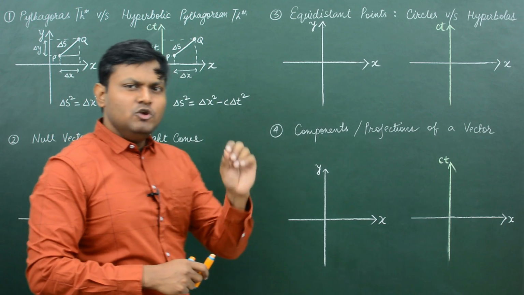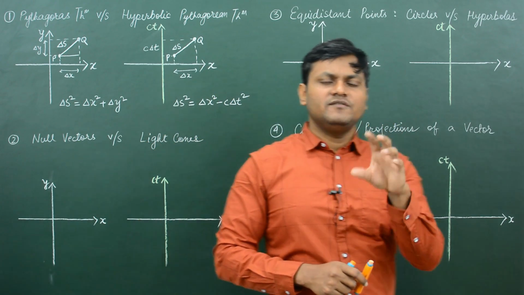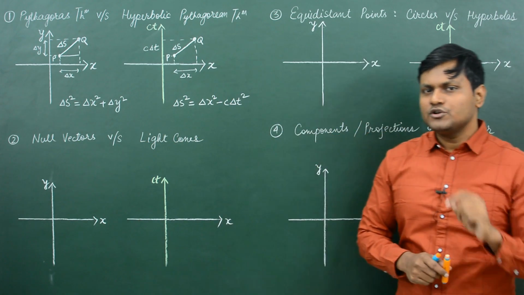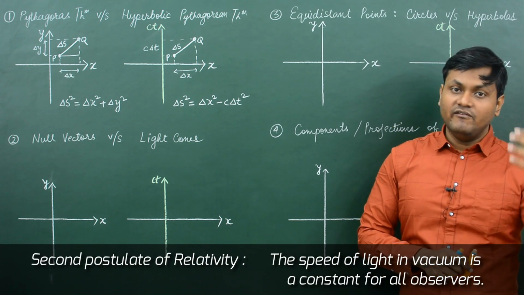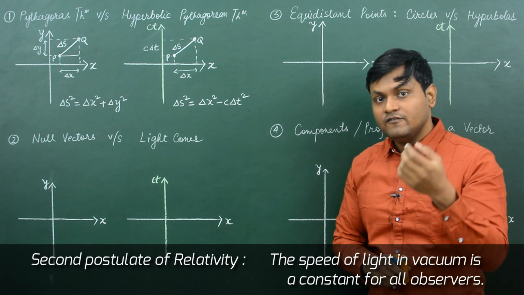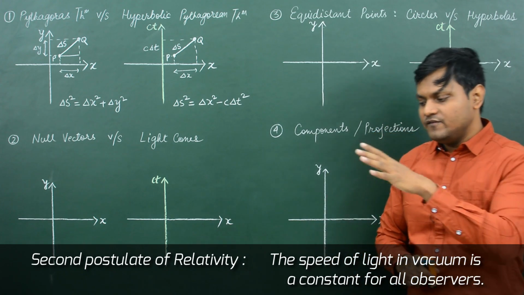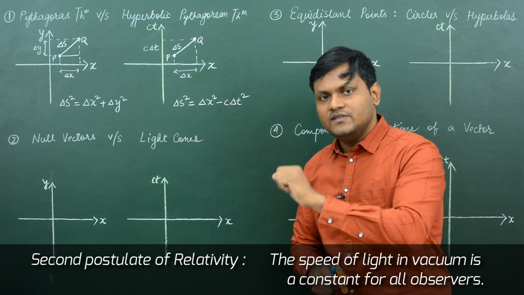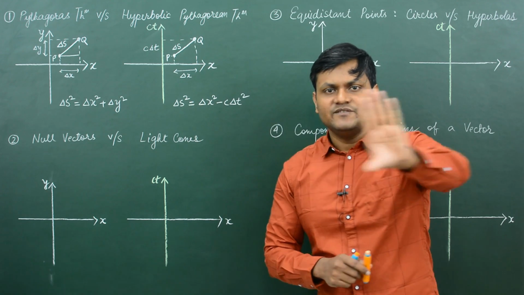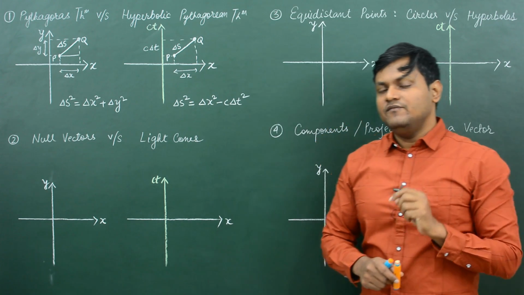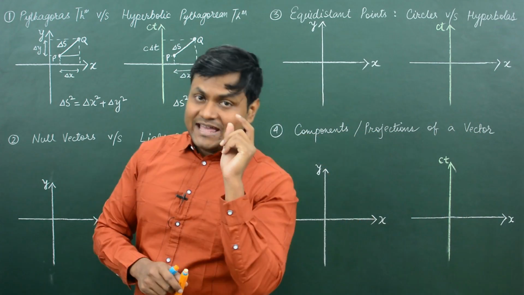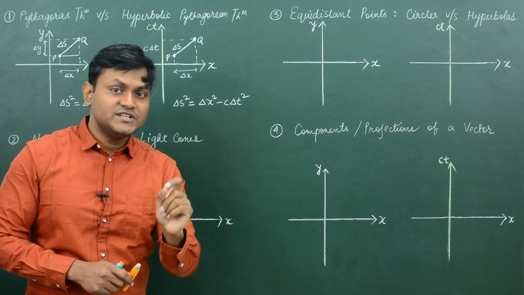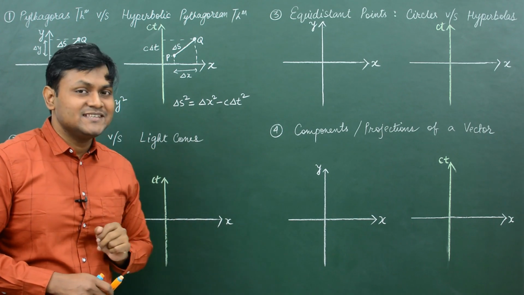Now, you may recall the second postulate of special theory of relativity. What does the second postulate say? The second postulate said that the speed of light in vacuum is a constant for all observers. It doesn't matter if there is an observer at rest, it doesn't matter if there is another observer in relative motion, both of them, if they measure the speed of light, will measure it to be exactly the same. And it is a consequence of this simple statement that leads to a minus sign here.